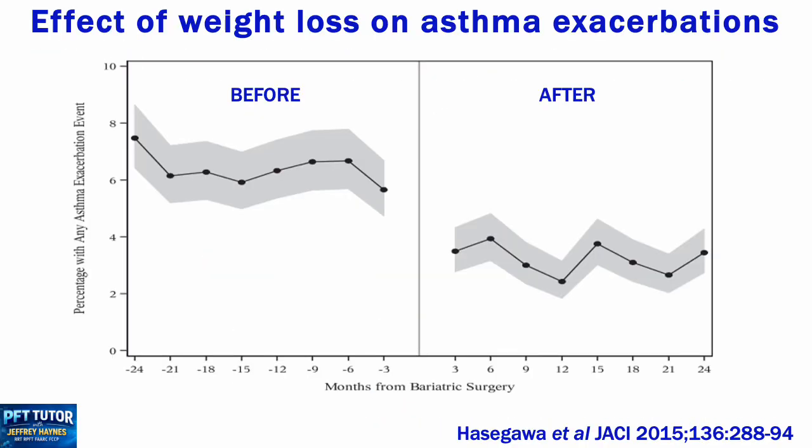Of course, one of the most important outcomes in asthma is reduction of exacerbations, and in this study of obese asthmatic patients undergoing bariatric surgery, following surgery and weight loss, there was a significant reduction in the number of exacerbations.